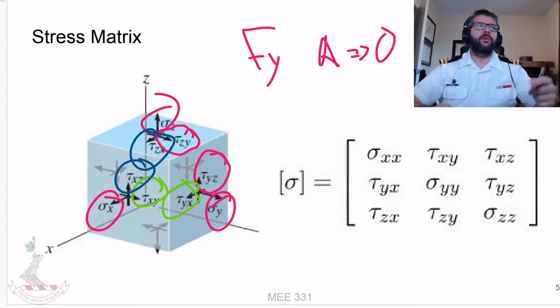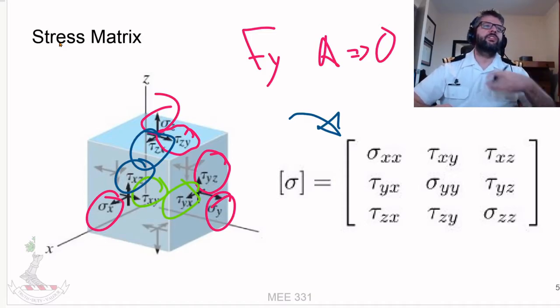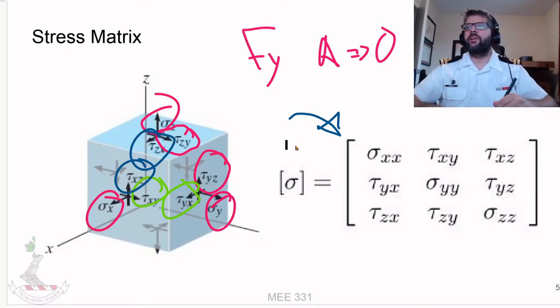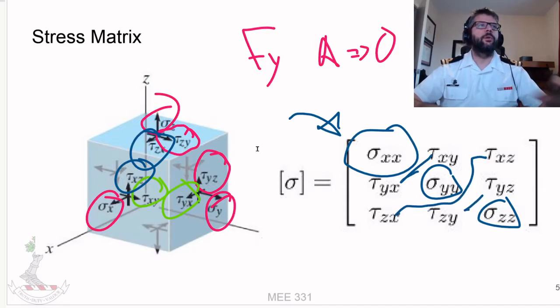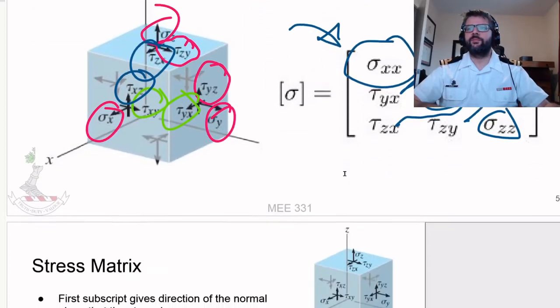So we can take those, and we're still representing them in a 3x3 matrix. This is our stress tensor. This is what we're using to describe the stress state here. But these are independent. These are linked. Those need to be the same magnitude and the same sign.